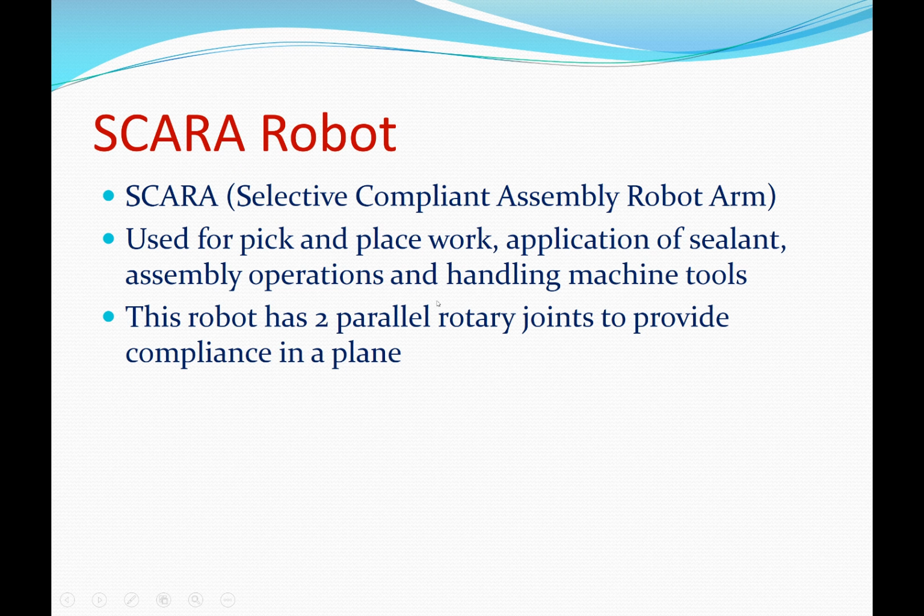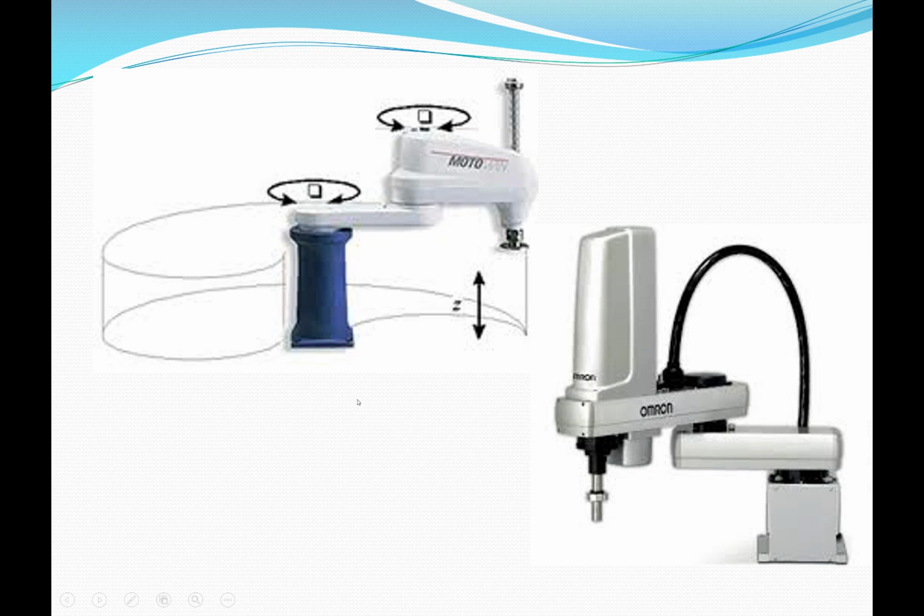This is the selective compliant assembly robot arm, right there. Two parallel, right there. This is a rotational here and a rotational here, and then a prismatic that goes up and down right here. So two rotationals and a prismatic right there.